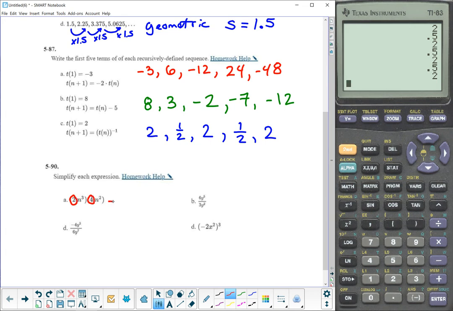So 2 times 4, that makes 8. Okay, so took care of the numbers. Now we got to take care of the variables. We got m to the third, and remember when we first started doing this, we did a brute force method, meaning we just write it for what it is. So m to the third is really m times m times m, right? And the m to the second is m times m. So together, if I multiply them together, I get m, and if you count them, 1, 2, 3, 4, 5, you get m to the fifth power.